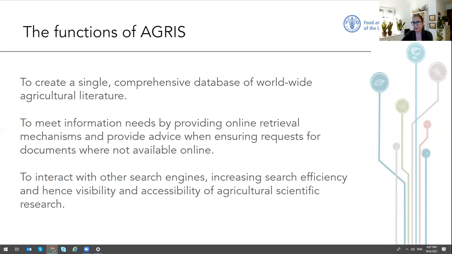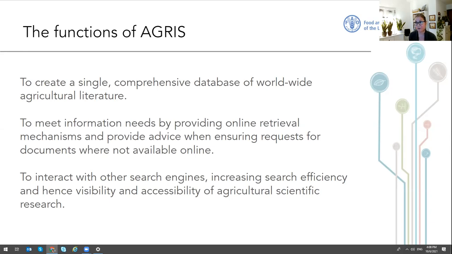Essentially, the functions that were defined for Agris is to create a single comprehensive database of worldwide agricultural literature to meet also information needs by providing online retrieval mechanisms, and when necessary, because we don't host full text, we only have metadata in our repository, but to support the organizations, the individuals that are asking for full text that is not available through links in Agris. And also what we are doing is to interact with other search engines to increase search efficiency, enhance visibility and accessibility of agricultural scientific research.